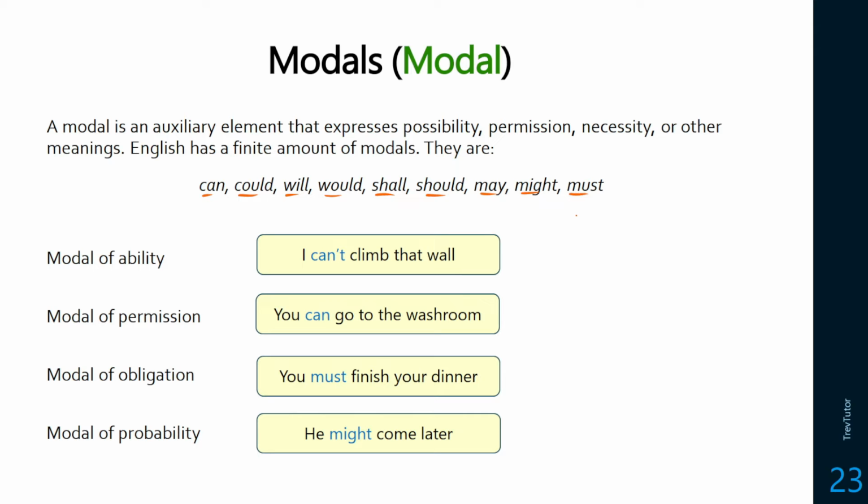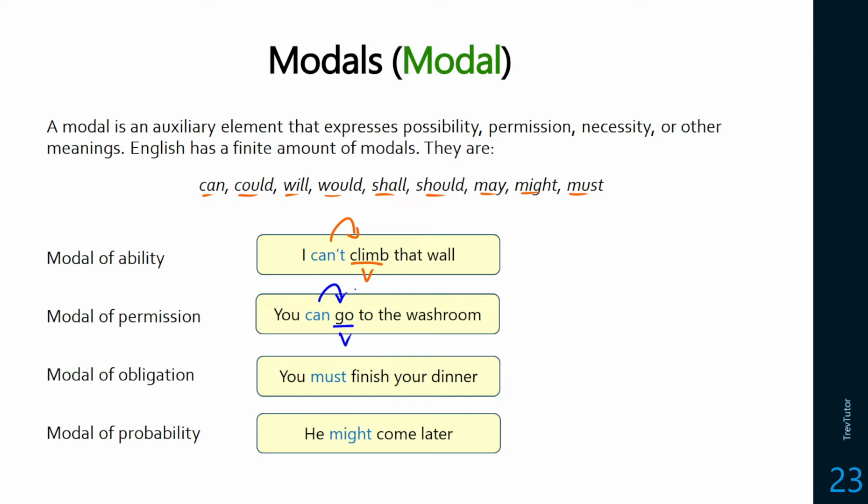So modal of ability, I can't climb that wall. So we have the verb here, can't is supporting climb, and this is ability. I do not have the ability to climb that wall. We might have something like a modal of permission. You can go to the washroom. We have the verb go. Can is supporting it. It's saying you have permission to go to the washroom.